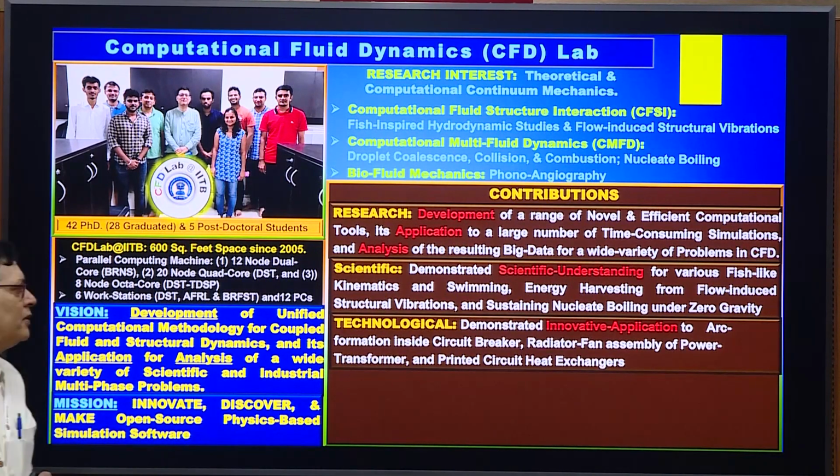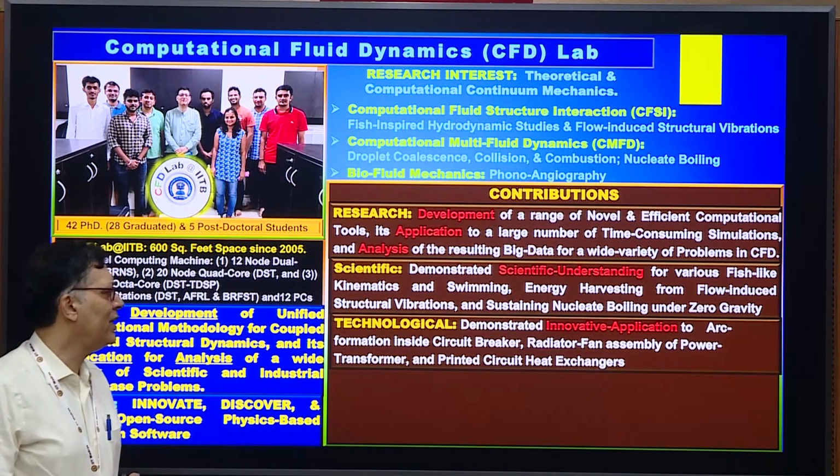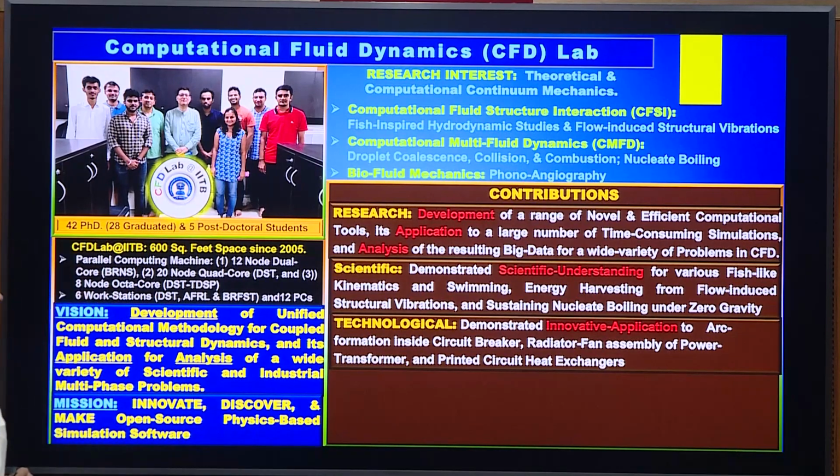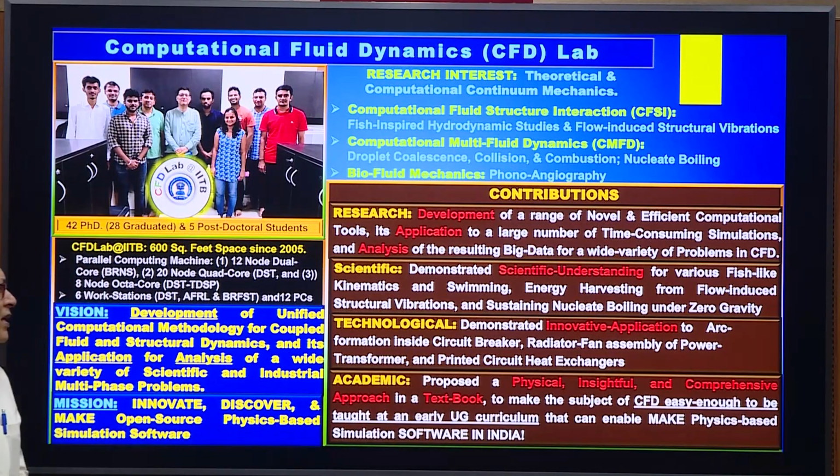Technologically, I have worked with certain industries and demonstrated the applications of CFD for arc formation inside circuit breakers, radiator fan assembly of power transformers, and printed circuit heat exchangers. Academically, I proposed a textbook to make the subject of CFD easy enough to be taught as early as second year, third year of undergraduate curriculum, where I tried to bring more of physics, less of maths into the subject of CFD.